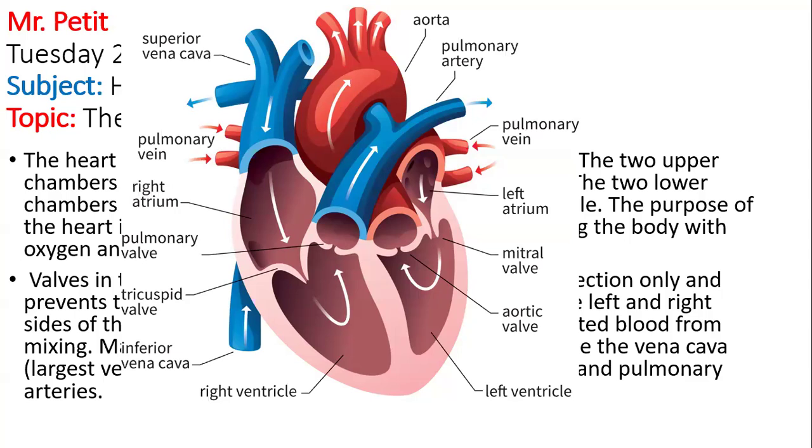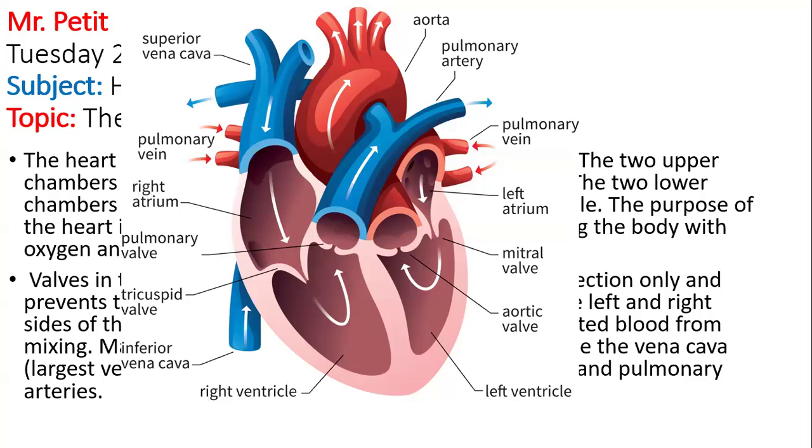Now I want to point to this particular chamber. What is the name of that? Right ventricle. The right ventricle. Very good. Then we have this particular one right there, the same small one. Left atrium. The left atrium.